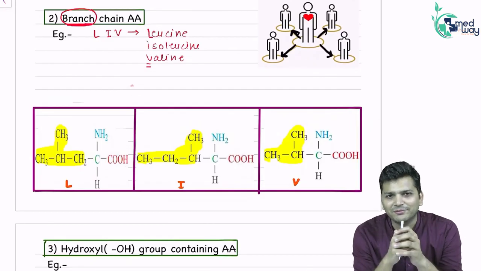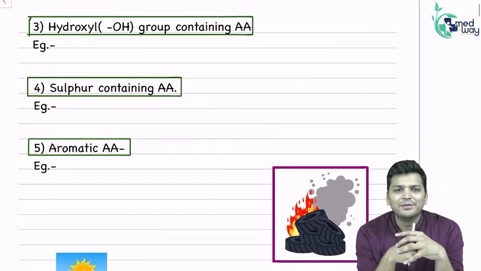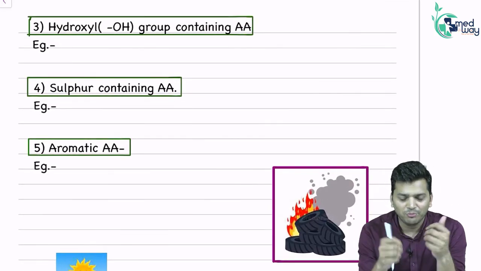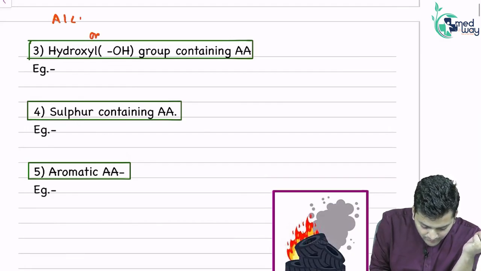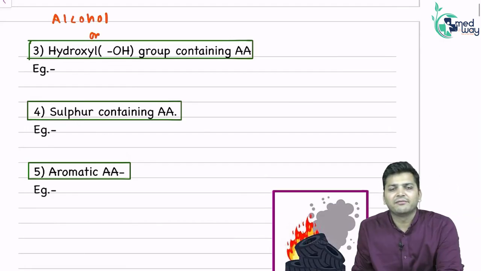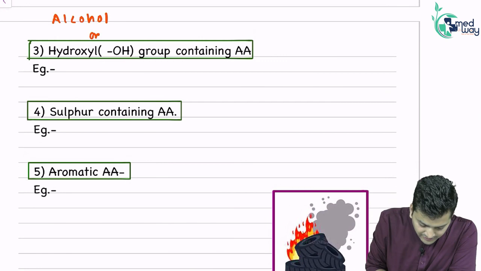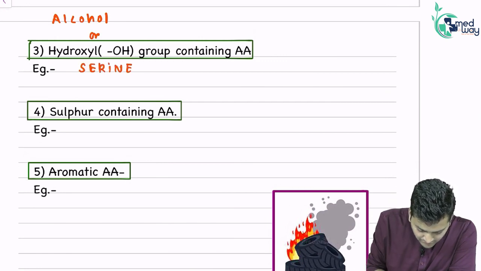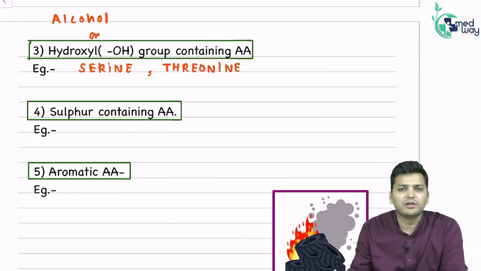Yes, your favorite one. The alcohol containing amino acid, the hydroxyl group, the OH group. Can you tell me what are the examples of alcohol containing amino acid we have? Yes, it is serine and threonine, alcohol containing amino acid.